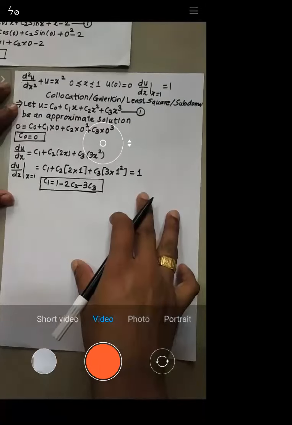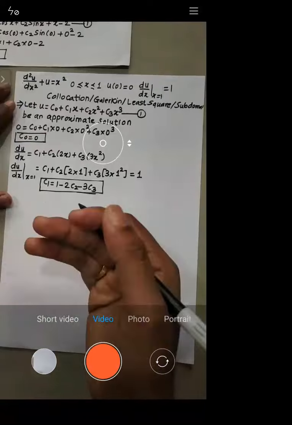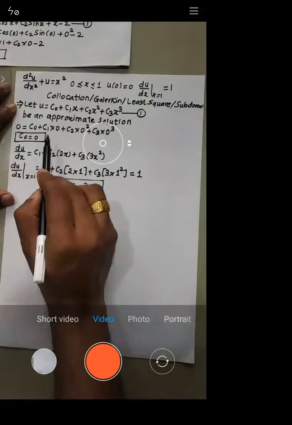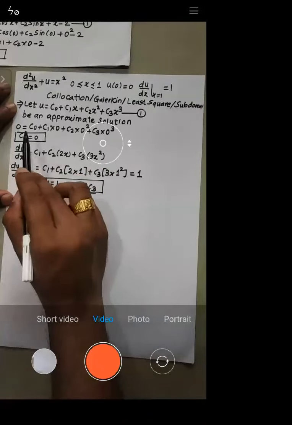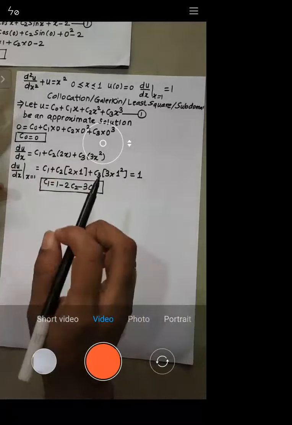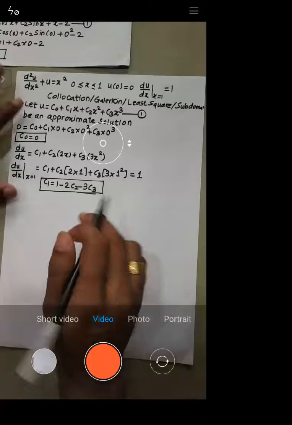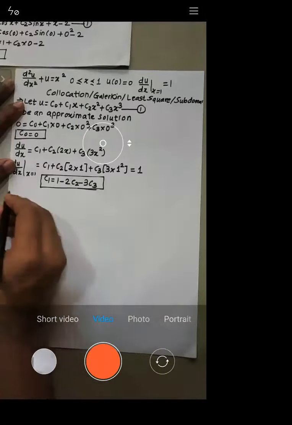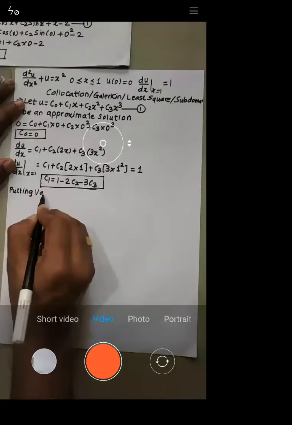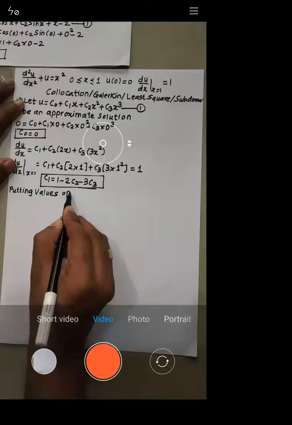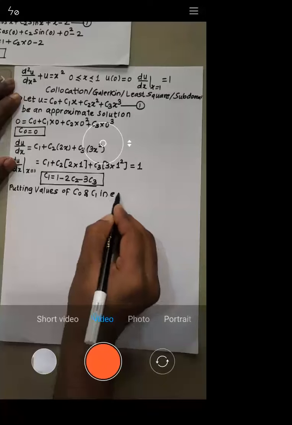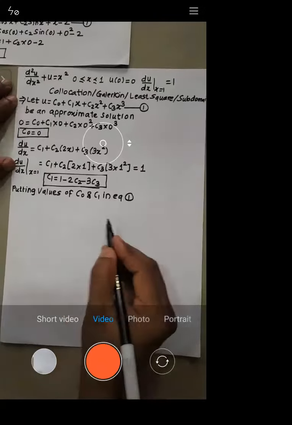See, what I'm doing is trying to eliminate the constants. By imposing the first boundary condition, I calculated the first constant. By imposing the second boundary condition, I have calculated the second constant. So now in the equation, I will get only two constants, c2 and c3. Now I'll put these values of c0 and c1 in equation 1.